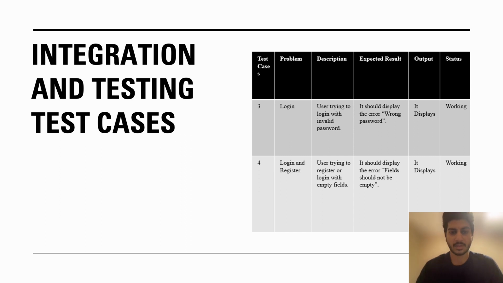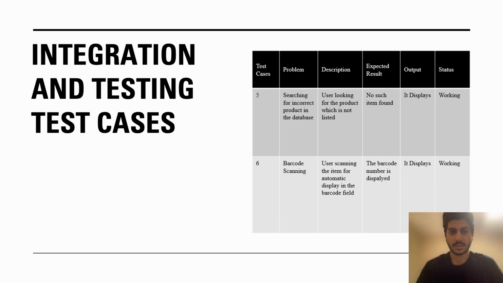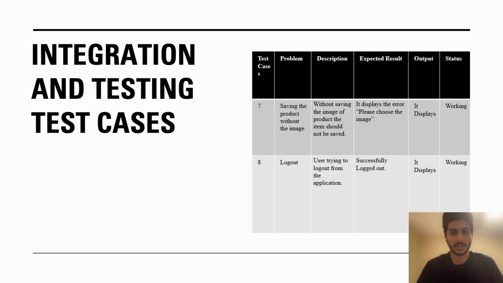Next, test case number 4, login and register. If the user tries to register or log in with empty fields, it should display "fields should not be empty." It's working. Test case 5, searching for an incorrect product in the database. If the user looks for a product which is not listed, it should show "no search item found." It worked. Test case number 6, barcode scanning. When the user scans the item, the barcode number should be automatically displayed in the barcode field, and it worked.